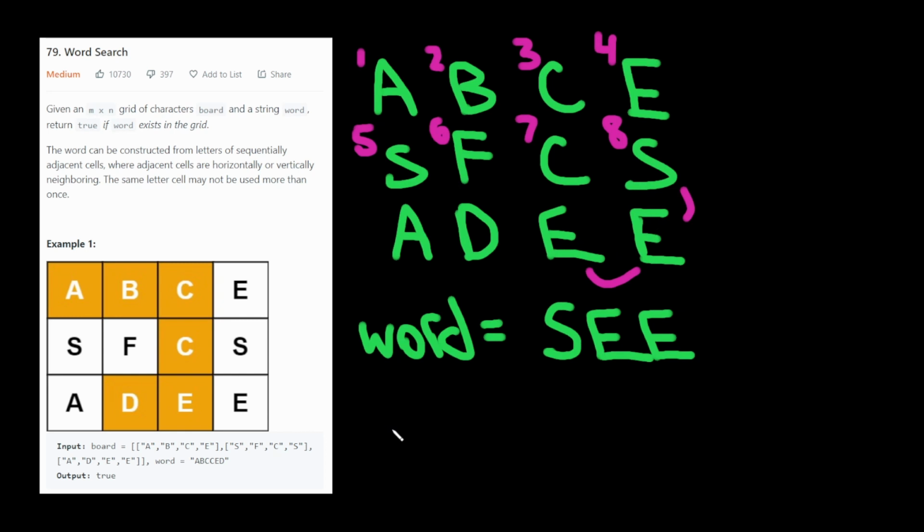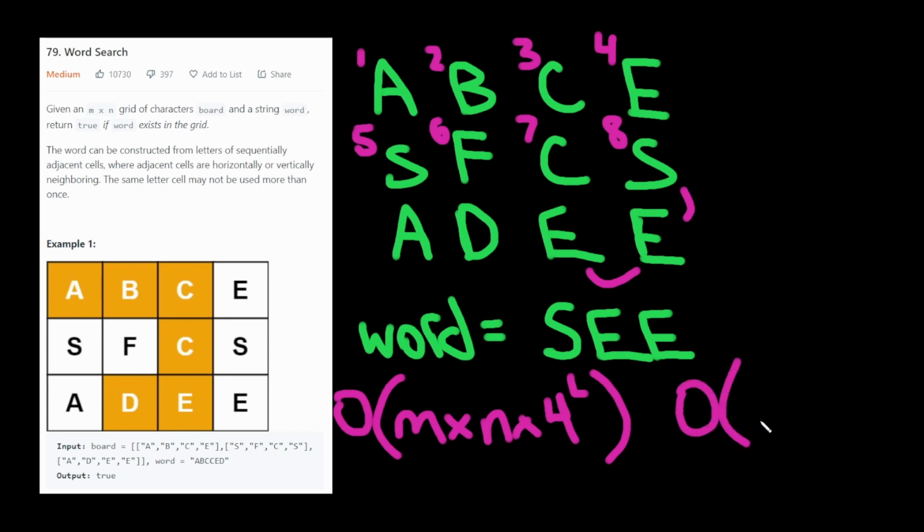So for the time complexity, we're going through each cell. So that's M times N. And worst case, for each cell, we're going to be branching off in 4 directions for the length of the word. So let me write this down, where L is the length of the word. So in terms of space complexity, it's O of the length of the word squared, because we're keeping track of all the visited nodes in some data structure, and we have to keep that in memory L times worst case.